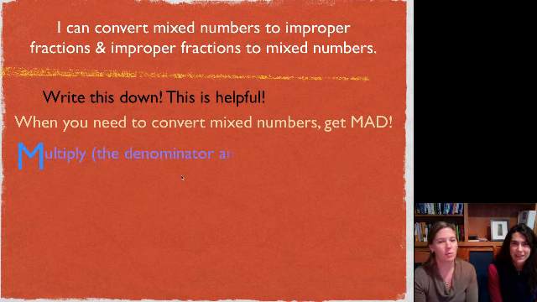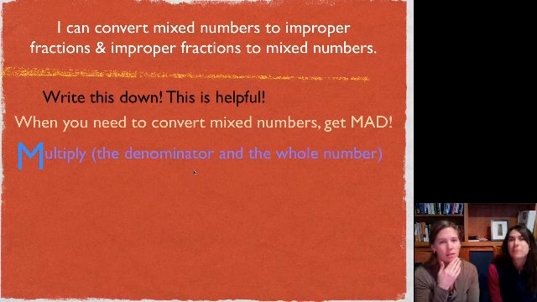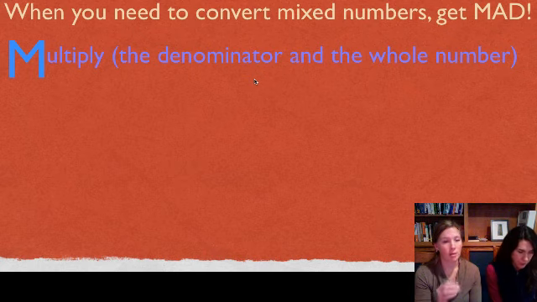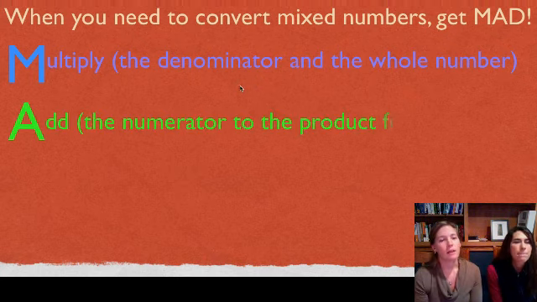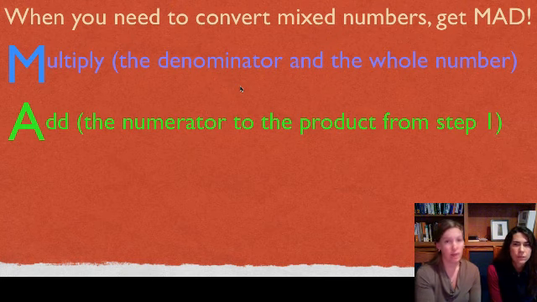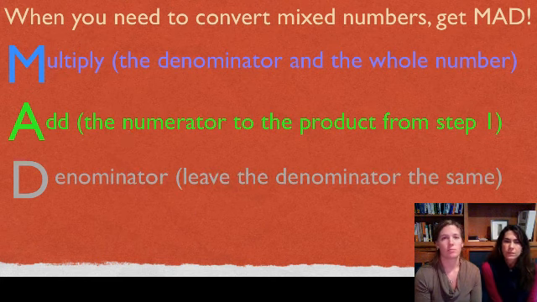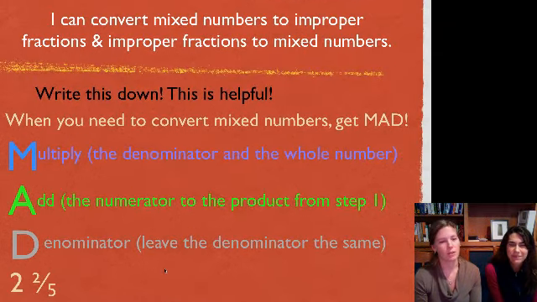The M stands for multiply, and I'll show you the example that does this. But the first step you would do if you have a mixed number is multiply the denominator and the whole number. And you're adding the numerator to that. And after that, so that's the A for the MAD, and after that is the denominator, just leave it alone. Leave that denominator alone. So here's the example.